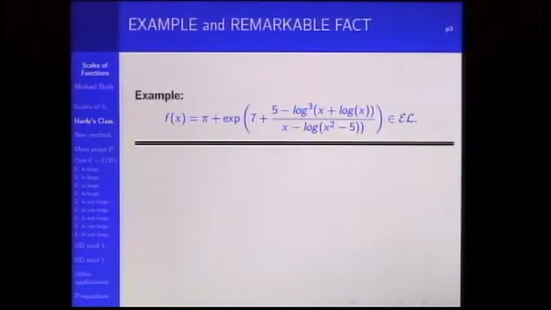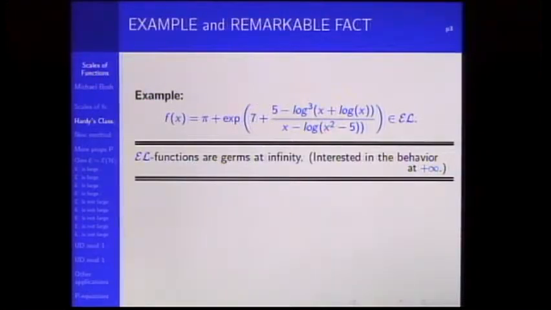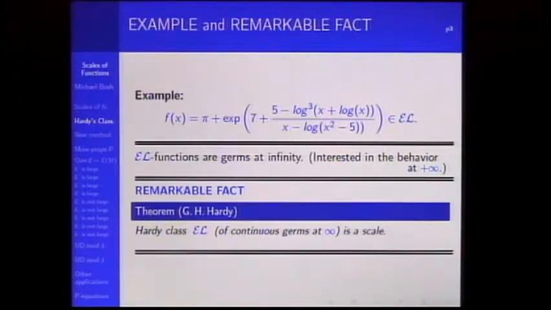So this is the formal definition. We can write any formula we want. If it makes sense for large x, then we have a function which belongs to what we will call Hardy's class of exponential logarithmic functions. This is very simple, but the not completely trivial fact, and maybe remarkable for people who encounter it for the first time, is that this class is a scale. Any two formulas are comparable, which is equivalent to saying that any formula that you write is not oscillating.